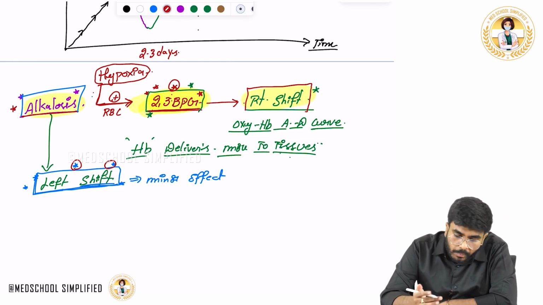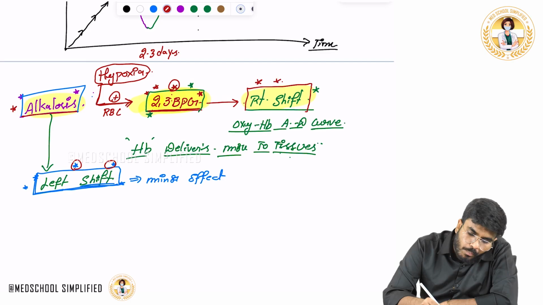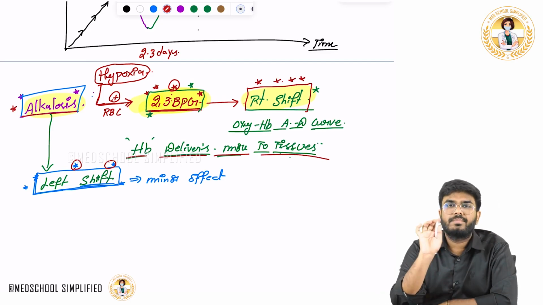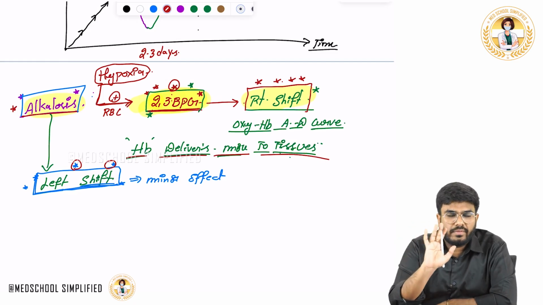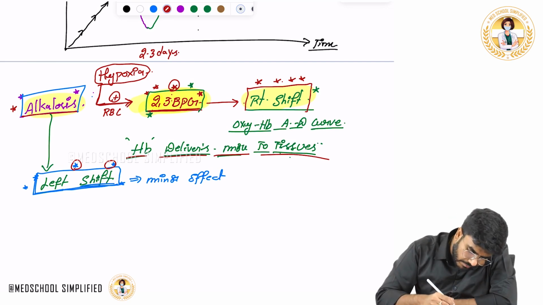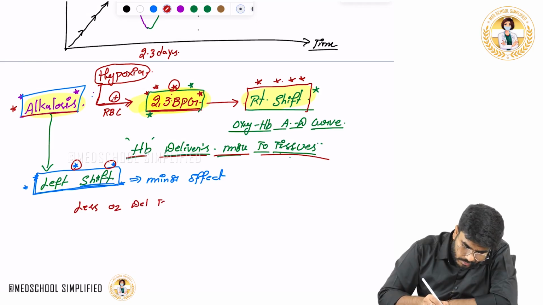But which is more prominent? This right shift is more prominent. So more oxygen will be delivered to the tissues. Tell me, whenever there is respiratory alkalosis, there is left shift. Left shift means less oxygen will be delivered to the tissues. Less oxygen is getting delivered to the tissues.